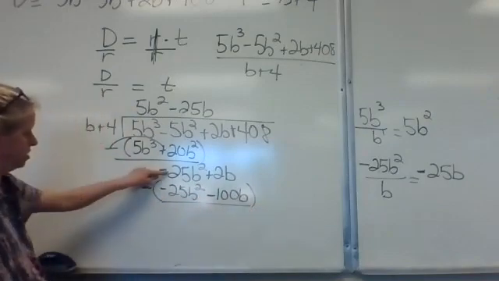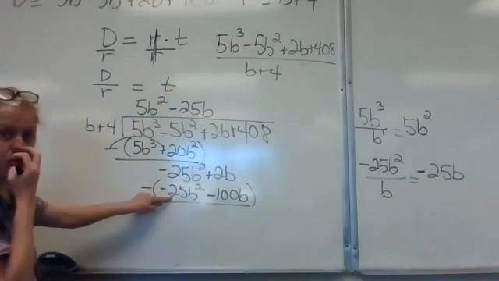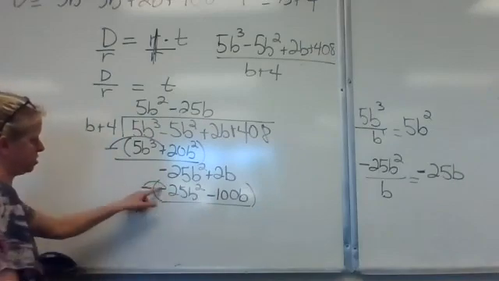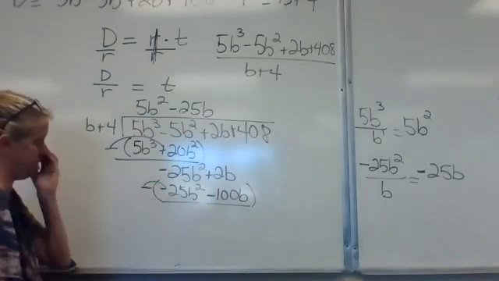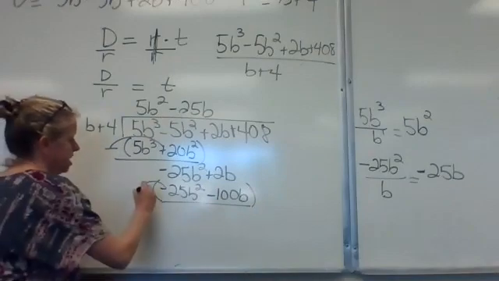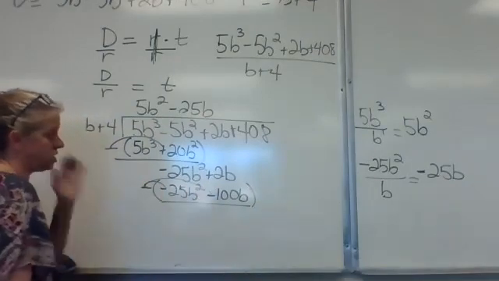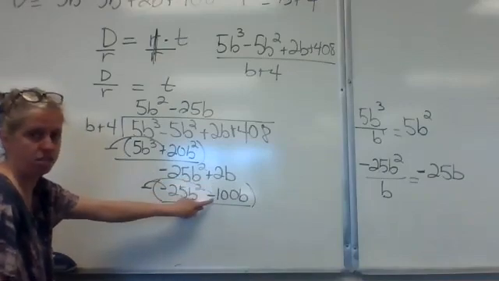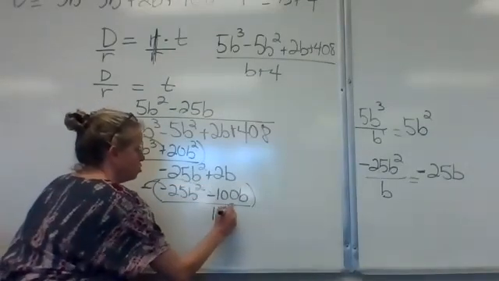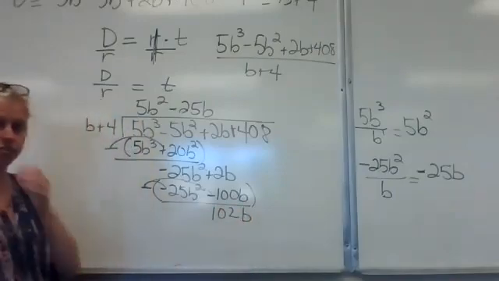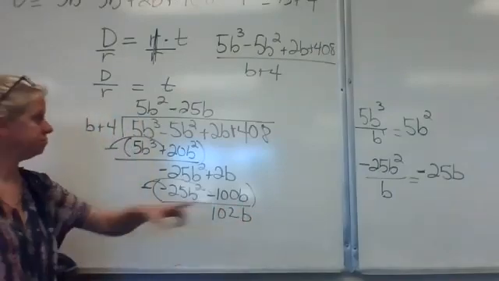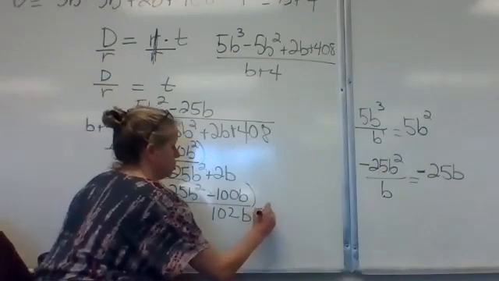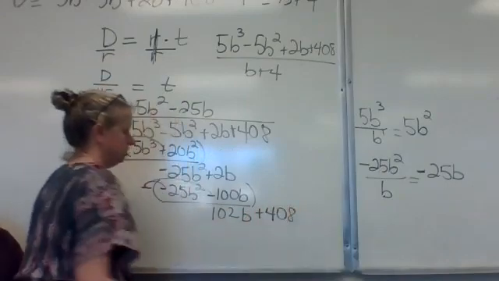Subtract here. My b squareds go away, right? Because that turns that into plus, which knocks out that minus 25b squared. Let's see, it turns this minus into plus also. So I've got 2 plus 100. So I've got 102b. Drop down my next number, which is plus 408.